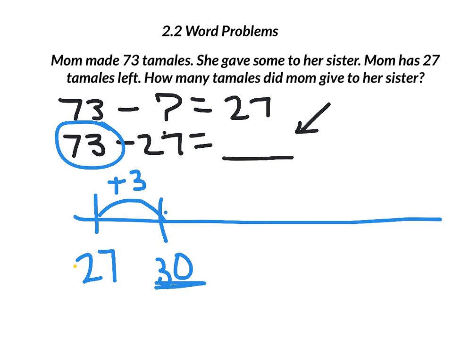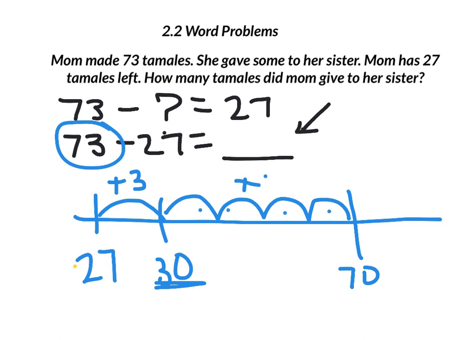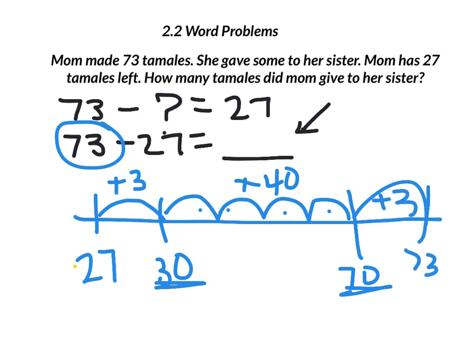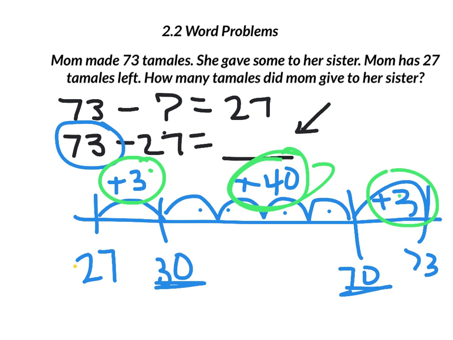I want to get to 73. So I could do this: 30, 40, 50, 60, 70. Those are all 10s, and there's 1, 2, 3, 4 10s. So that's 40 right there. I'm not where I need to be yet. I need to get to 73. So if I just go like this and say that's 3, I'm where I need to be. The next step is for me to add the 3, the 40, and the 3. So 40 and 3 and 3, okay, that's 46. So the final answer is 46.